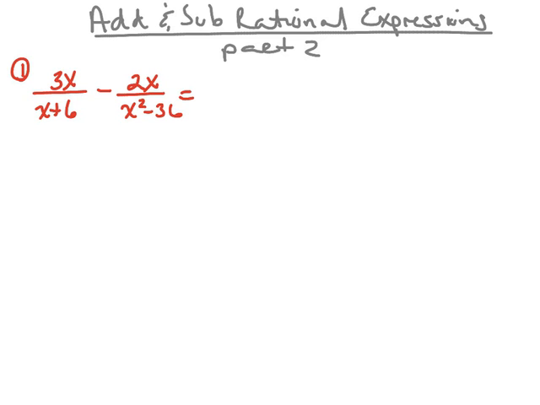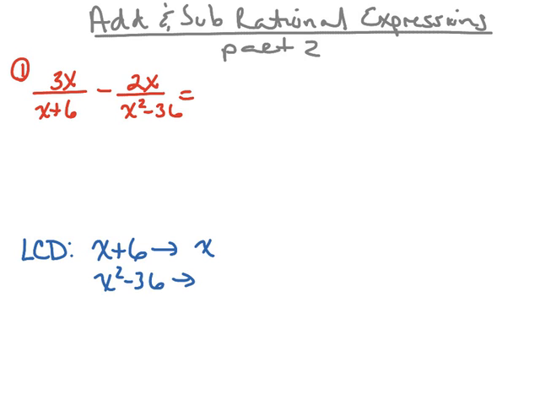Alright, example number 1, we're going to take these two rational expressions and subtract them. However, before I can subtract these two rational expressions, the first thing I'm going to need to do is find the least common denominator. So as discussed earlier, what I'm going to do is take the two denominators, which are x plus 6 and x squared minus 36, and I'm going to come over here and factor those.